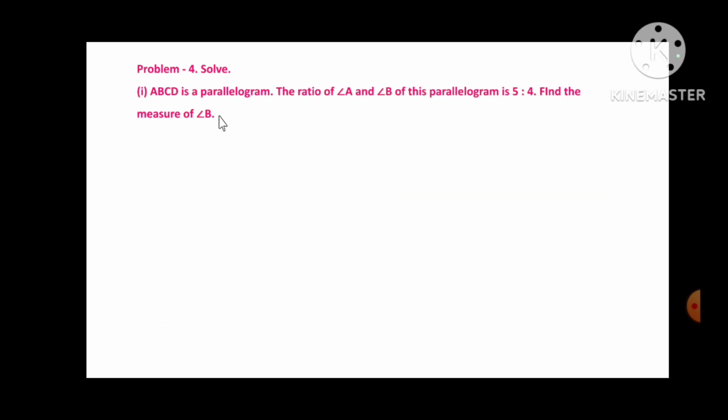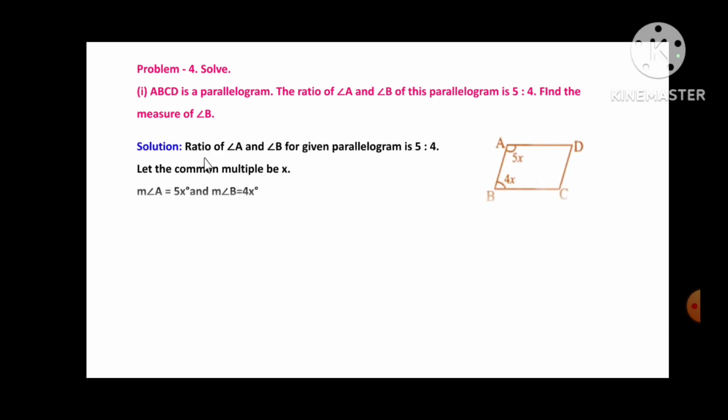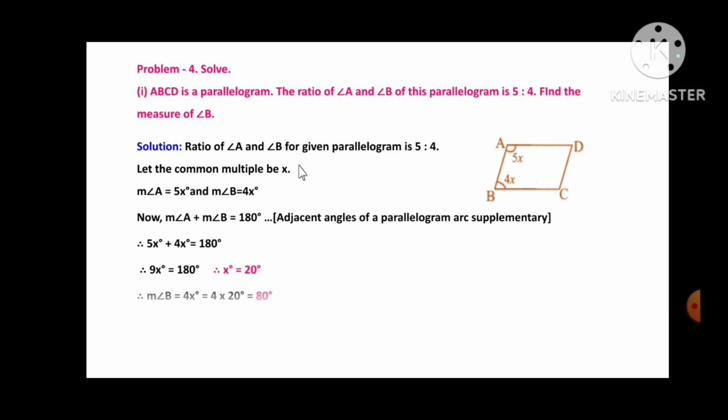Solve. ABCD is a parallelogram. The ratio of angle A and angle B of this parallelogram is 5:4. Find the measure of angle B. Ratio of angle A and angle B for the given parallelogram is 5:4. Let the common multiple be x. Therefore angle A is equal to 5x and angle B is equal to 4x. Here in the adjoining figure you see quadrilateral ABCD as shown and the respective angles are shown.